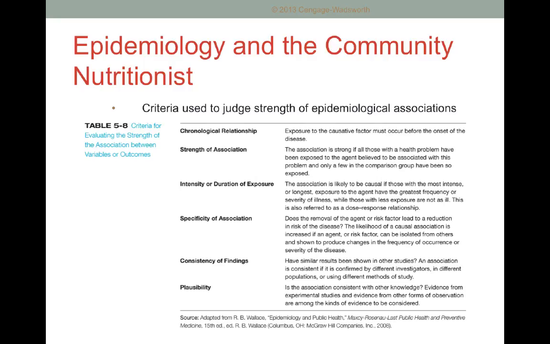Specificity of association refers to the likelihood that if an exposure is removed, then there should also be a reduction of that disease, or vice versa. And there needs to be some consistency in findings. Other studies need to show the same thing. Finally, the results have to be plausible. So in the previous example with cheese, it's not very plausible that cheese consumption causes people to die from becoming tangled in their bed sheets. So that's not a very plausible relationship.